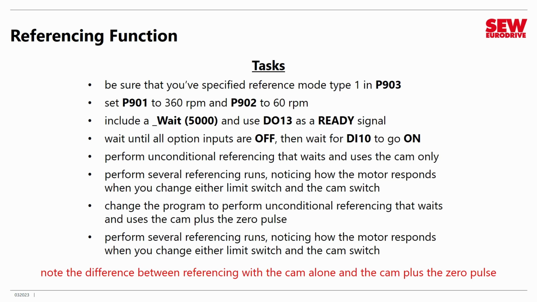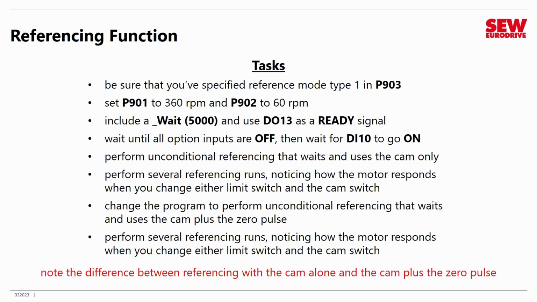Once you've set this up, go ahead and run several referencing runs. Notice how the motor responds when you change either the limit switches or the referencing cam switch. Now in referencing mode 1, only the cam actually is involved in referencing, but remember limit switches are there as protective devices, so I want you to flip the limit switch, either the left or right, just to see what happens. That would sort of simulate something undesirable happening.